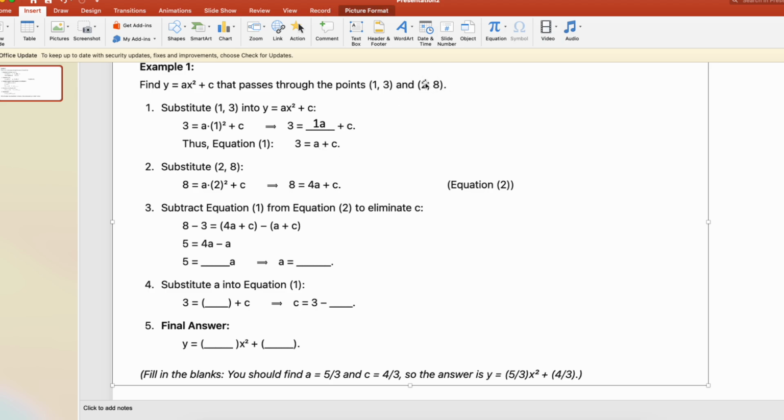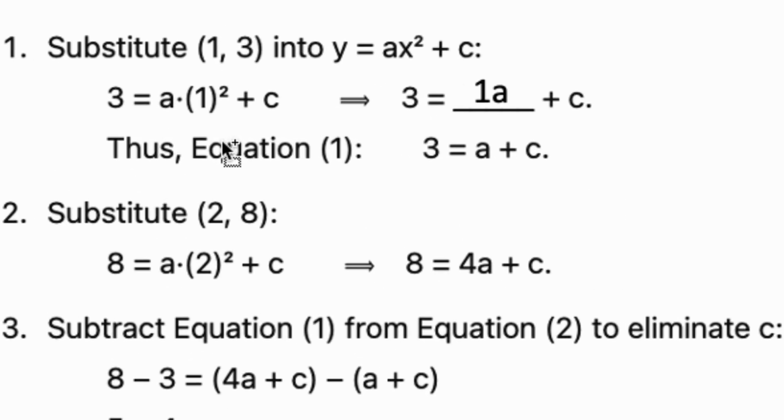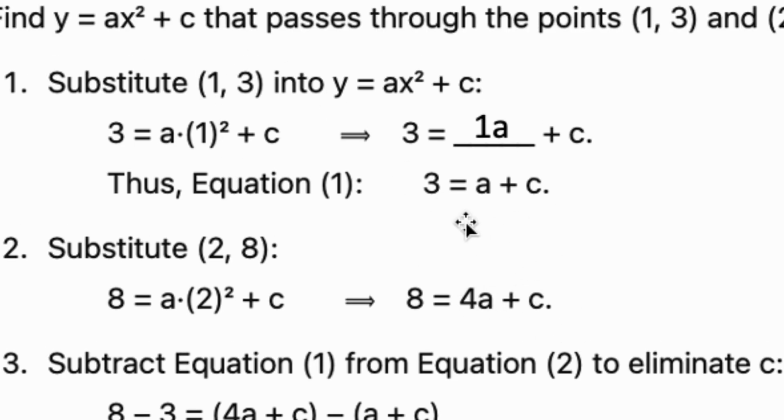Then we substitute the other point into the equation. So we have the 2 as the x, the 8 as the y, and 2 squared is 4. Now we have 2 equations which we can solve simultaneously. The reason why is because they both have 2 unknown variables, a and c. So we want to think about how we are going to eliminate one of the variables. So we have the a's, 4a and 1a, and the c's, 1c and 1c.